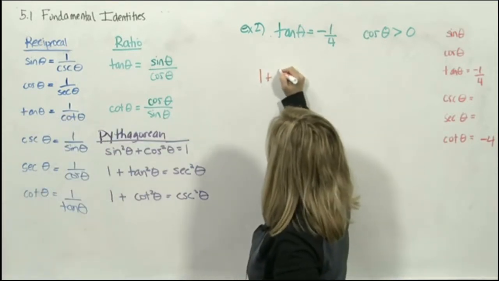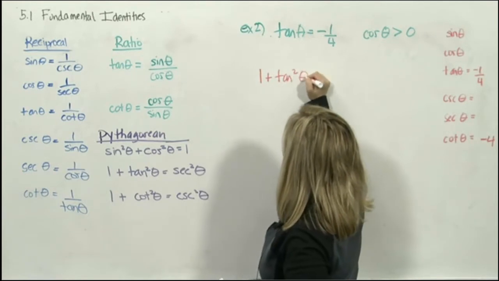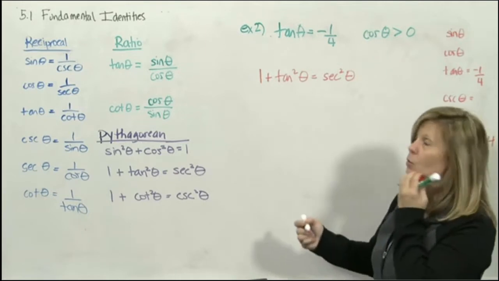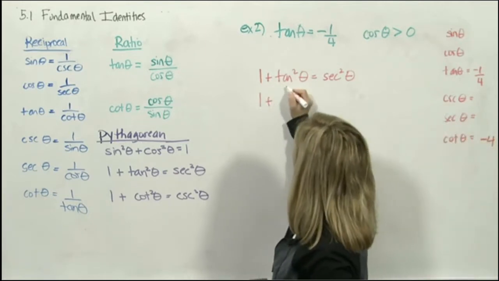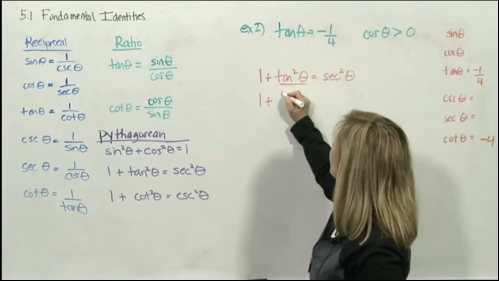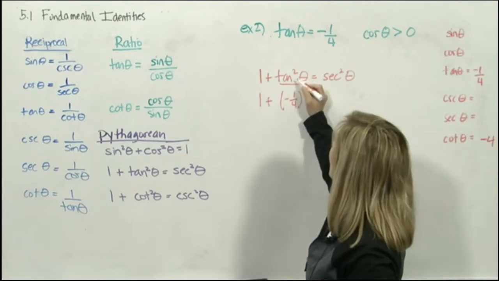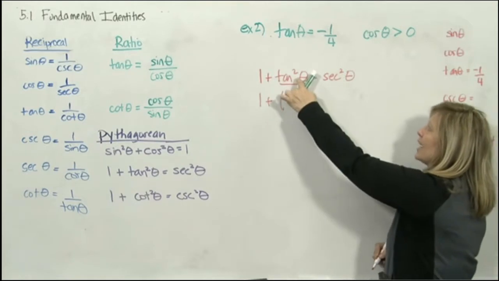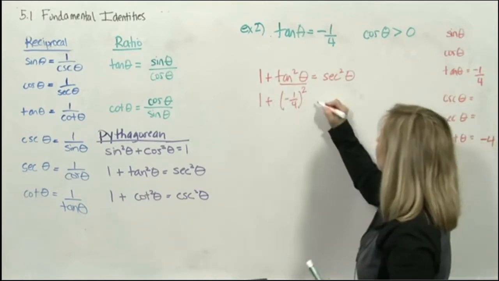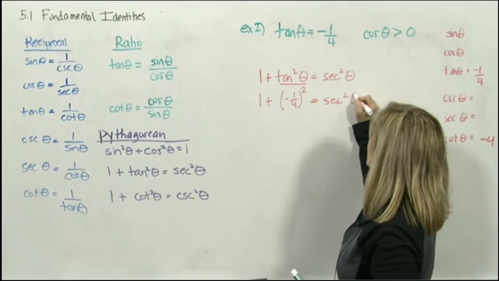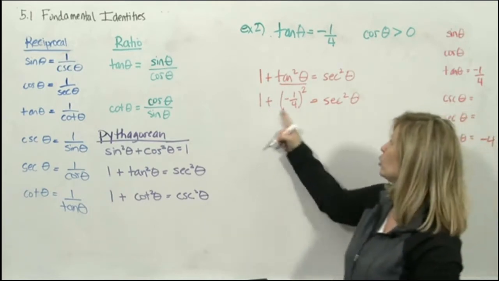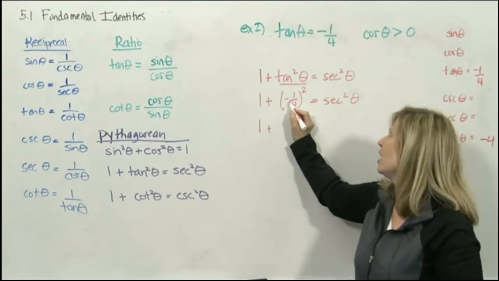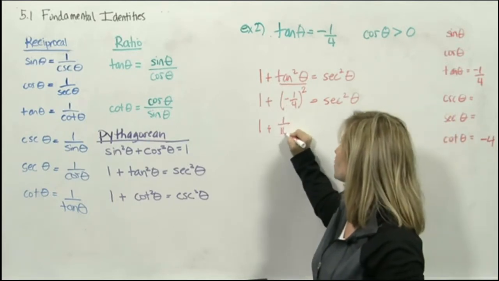I'm going to write 1 plus tangent squared theta equals secant squared theta. So we're going to do a substitution. 1 plus, we know tangent theta is negative 1/4. We're going to have to square that. That's what it means by tangent squared theta. Take your tangent number and square it. It equals secant squared theta. All right, we're going to do our arithmetic. 1 plus, what's a negative times a negative? A positive. A fourth times a fourth is 1 over 16.